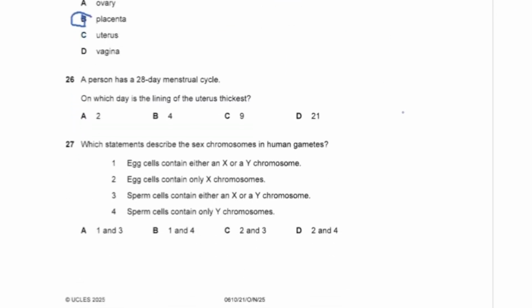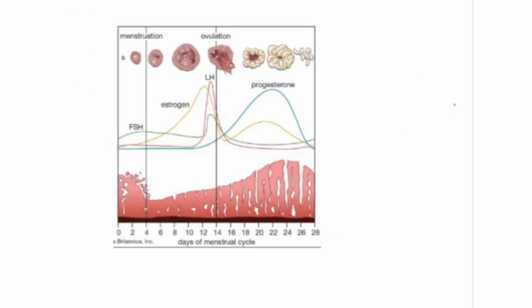Right. The next question: a person has a 28-day menstrual cycle. On which day is the lining of the uterus thickest? This is also similar to the first one they asked us. You need to understand the stages in the menstrual cycle before you can answer this kind of question. So let's quickly see how we can understand that.